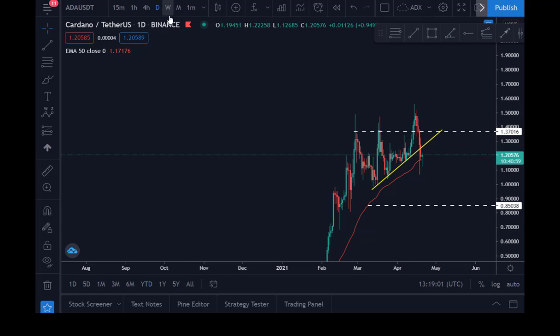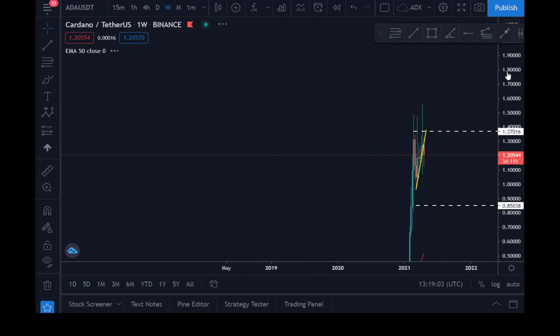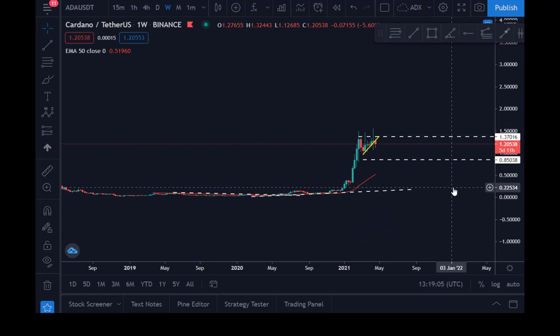All right, if you take a look from it on weekly, you can see obviously that it has been stretched. Okay, you can see that it has been stretched. 1, 2, 3, 4, 5, 6, 7 weeks. It has been within this range, guys. 7 weeks, roughly like 2 months. It has been within this.